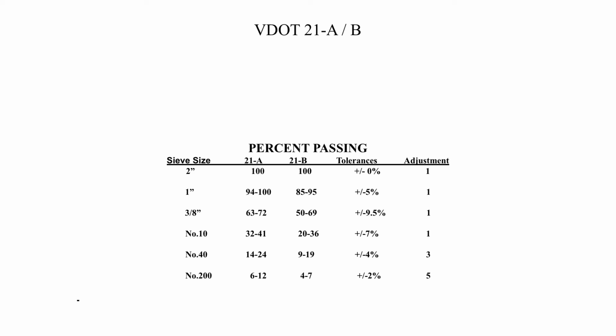There's your specifications for what we call a 21A, 21B, and you can see the adjustment points over on the far right there.